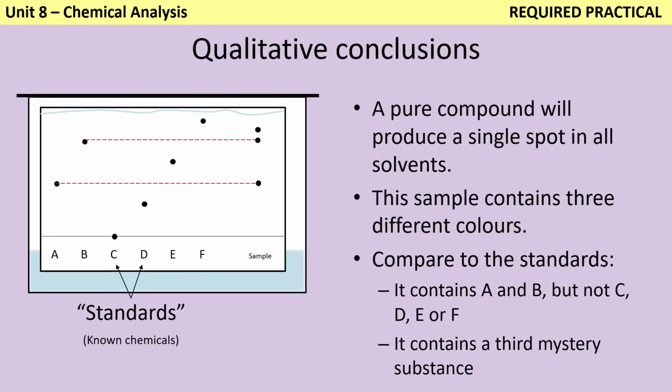A pure element or compound will produce a single spot in all solvents. So each of the 6 standards here are pure substances. But my sample contains 3 different substances.